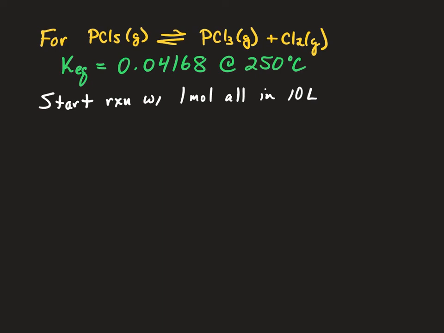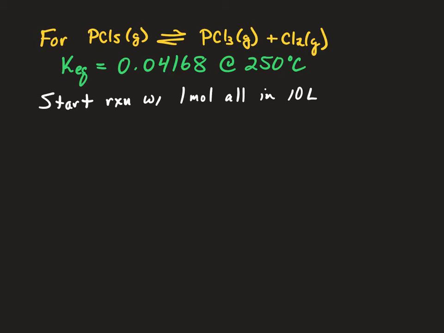Okay, so we've got that same system, phosphorus pentachloride decomposing into phosphorus trichloride and chlorine gas. We've determined the equilibrium constant at the temperature that we're working, and now we're given a new situation. We're going to start the reaction with 1 mole of each of the components in the 10-liter container. Our first question is, are we at equilibrium? And if not, which direction would we expect the reaction to move?